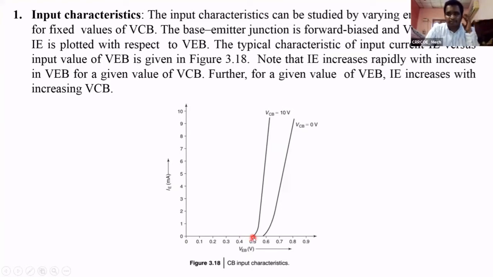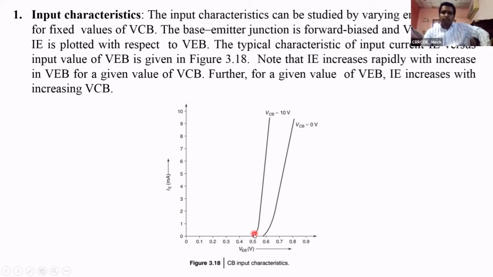That is the knee voltage. Here we have a potential barrier in the PN junction. To overcome that barrier, we need to supply some initial voltage, called the threshold voltage or knee voltage: 0.7 volts for silicon and 0.3 volts for germanium. Up to that voltage, there is no flow of current. IE is 0 up to the knee voltage.